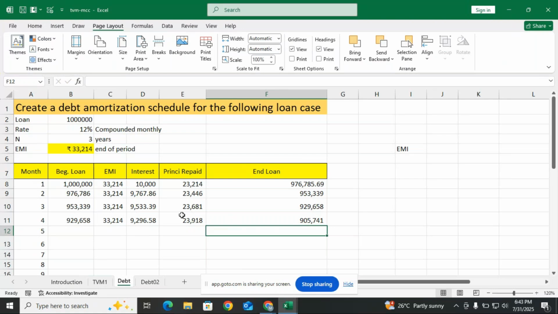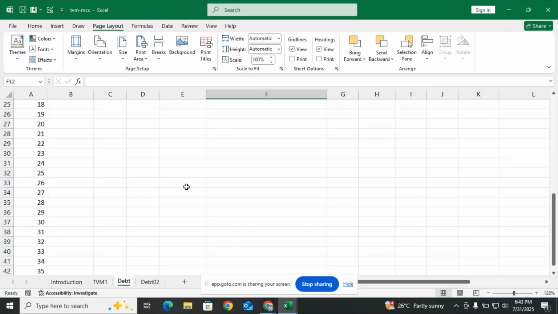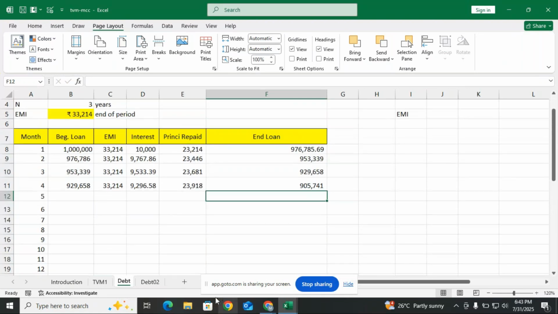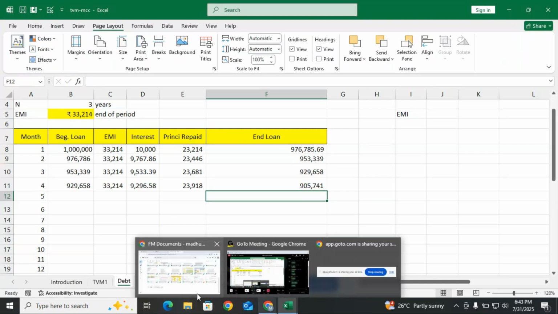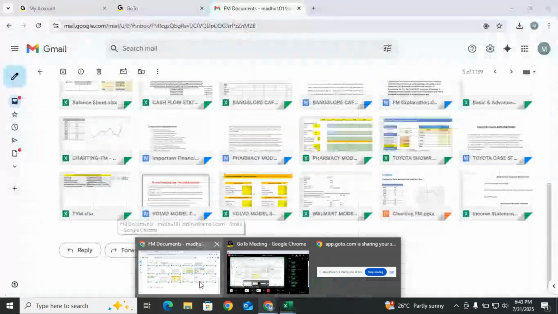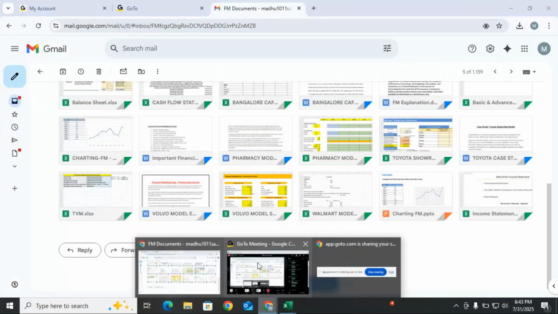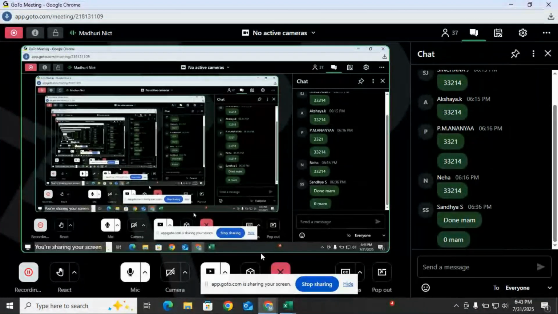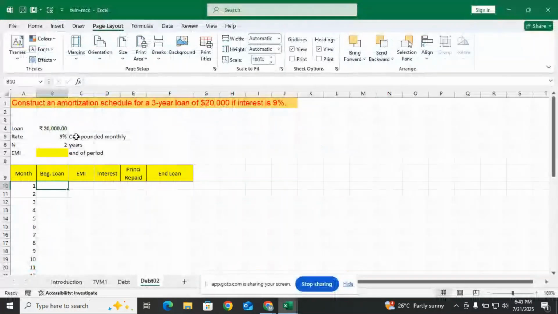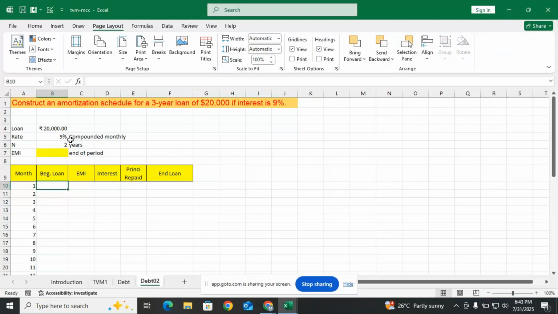So I'll share the solution sheet for you also. Hope it's clear for all of you. Okay, if you're done with the first one, you can proceed with the second one. The second one is similar actually, where the loan obtained is 20,000, 9% compounded annually, number of years is 2 years, and it is EMI calculation at the end of the period.